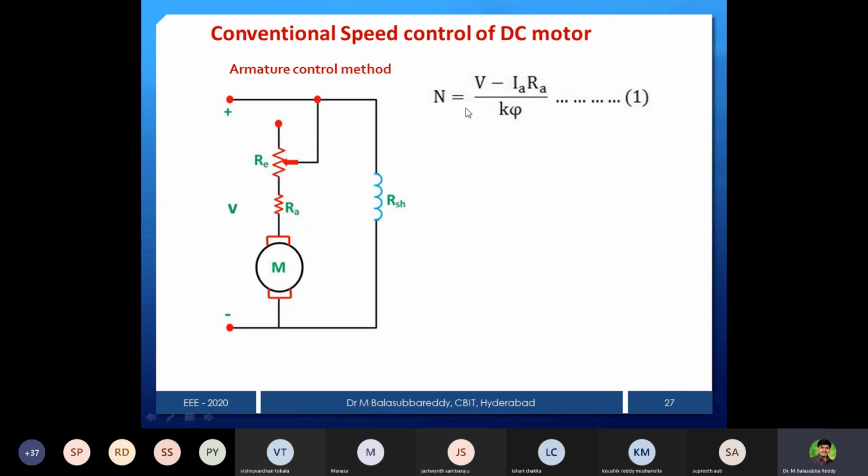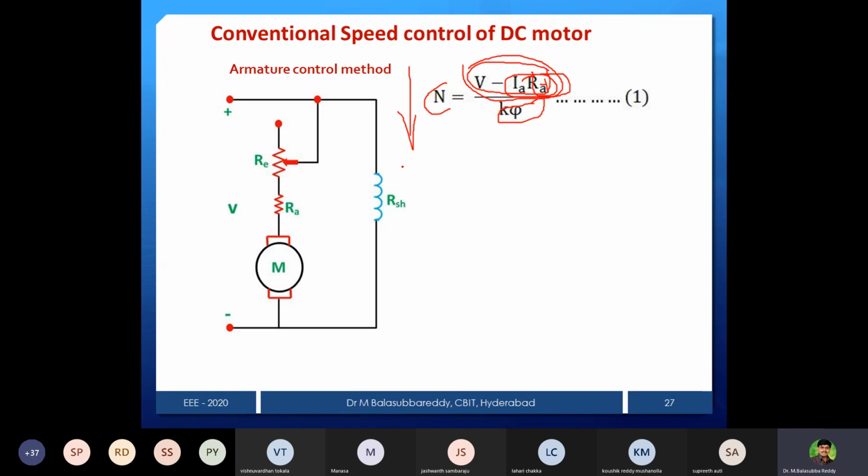Now the same logic: N is directly proportional to Eb by phi. Eb is nothing but V minus Ia Ra. V is fixed because the applied voltage is fixed, and Ra plus something, since you add the resistor here, the subtracted portion increases, meaning the drop will increase. Fixed minus this increasing portion, the resultant will decrease. That is directly proportional to the speed. In a shunt motor the flux is constant, so speed will decrease. This is the conventional method.